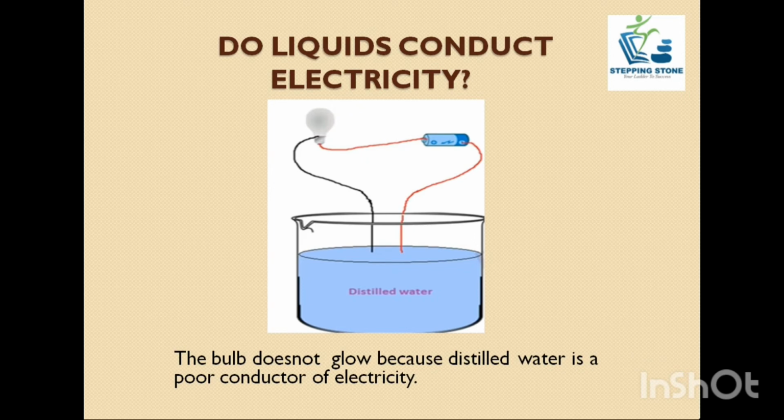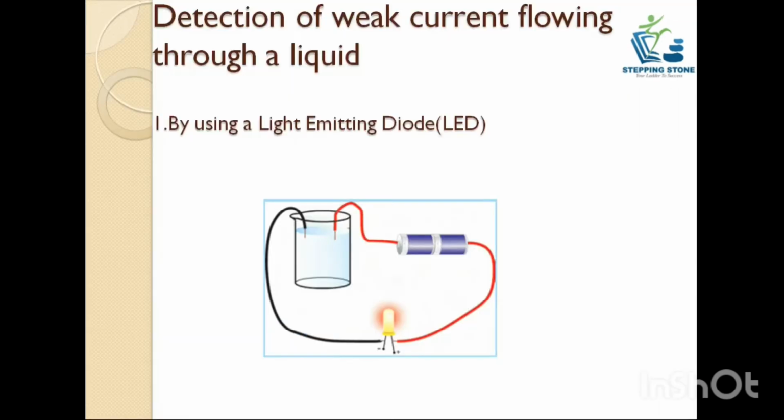So what do we do in such a case? How do we detect weak current flowing through a liquid? We can detect weak current flowing through a liquid. There are in fact two methods for detecting weak current flowing through a liquid. The first method is by using a light emitting diode, LED. In this experiment, you can see an LED is used.